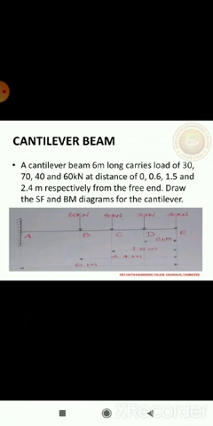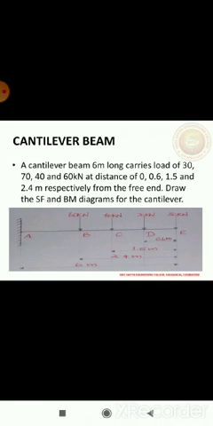A cantilever beam 6 meters long carries loads of 30 kilonewton, 70 kilonewton, 40 kilonewton and 60 kilonewton at distances of 0, 0.6 meter, 1.5 meters and 2.4 meters respectively from the free end. Draw the shear force and bending moment diagram for the cantilever.